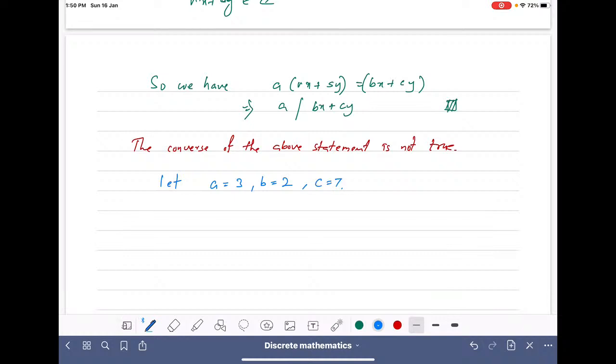So A divides B plus C, that is, 3 divides 9. But A does not divide B, and A also does not divide C. So the converse is not true.